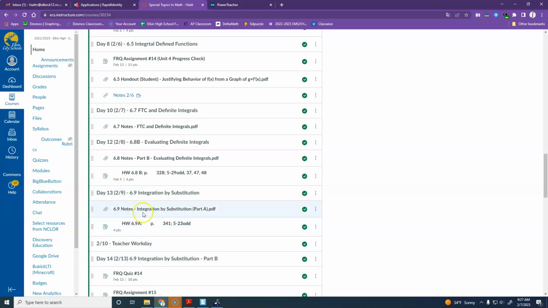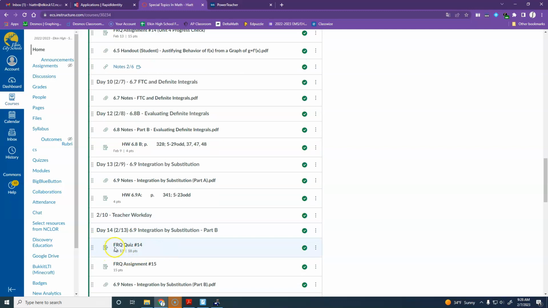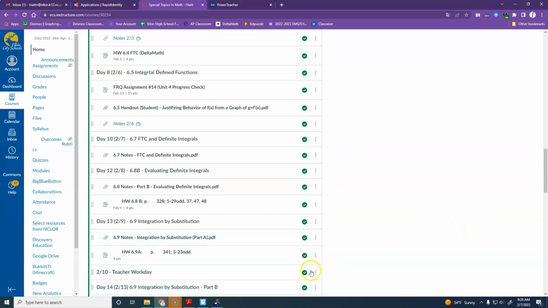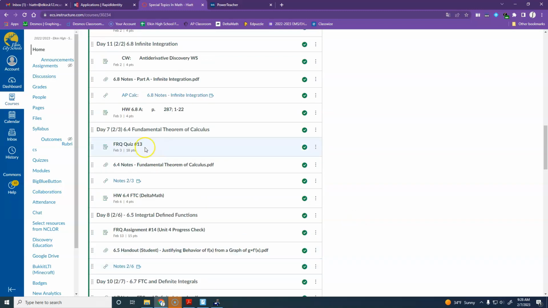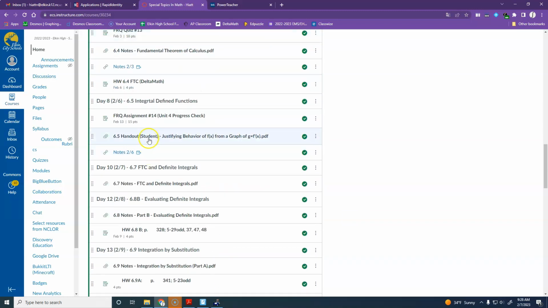And 6.9 takes a little while to do. It's not very fast notes, so I don't want to do an FRQ quiz on that day and try to get those notes in. So we're going to do the FRQ quiz on Monday next week instead of trying to get it in this week. So assignments due Monday, yes. Do I have it set as due Monday? Let me see. Yes, I think that's it for that. All right, so try these 3 problems and then we're going to go over those.